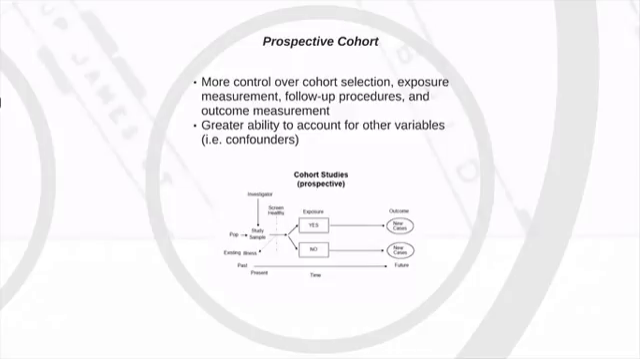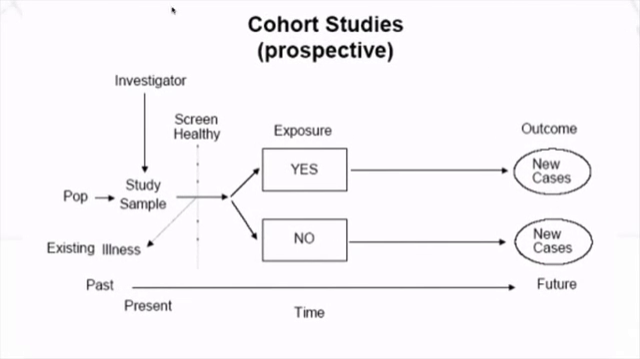So say you know that smoking is important, or the person's gender is important, or race is important, or if their parent died is important. You can collect all those things when it's your new group of people that you're watching over time. So here's our example. We have our investigator who's starting with a study sample. They screen people to make sure they take out people who are already sick, so not at risk anymore. Then they measure their exposure status and follow over time.